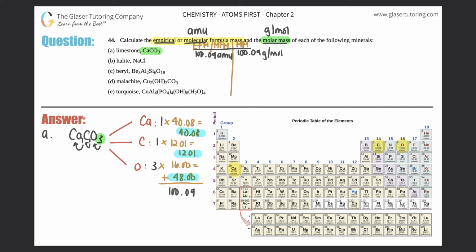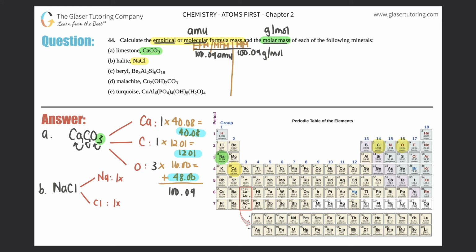All right, so for B, halite, NaCl. So I got room here, so I'll say B, NaCl. How many different elements are in NaCl? There's 2, right? There's sodium, Na, and Cl. How many sodiums? There's 1. How many chlorines? There's 1. So we multiply them by their masses on the periodic table.